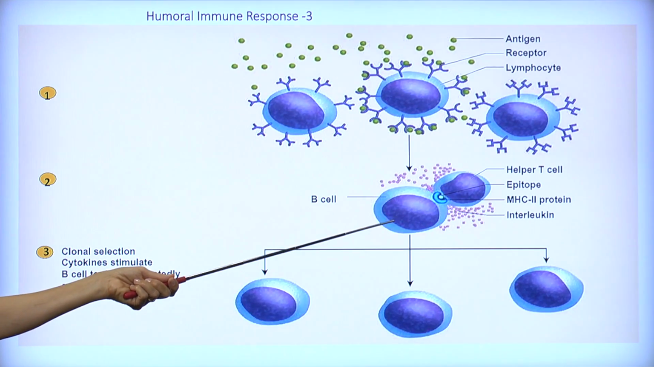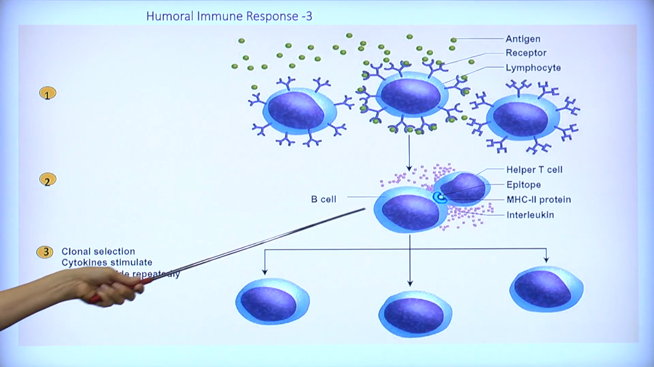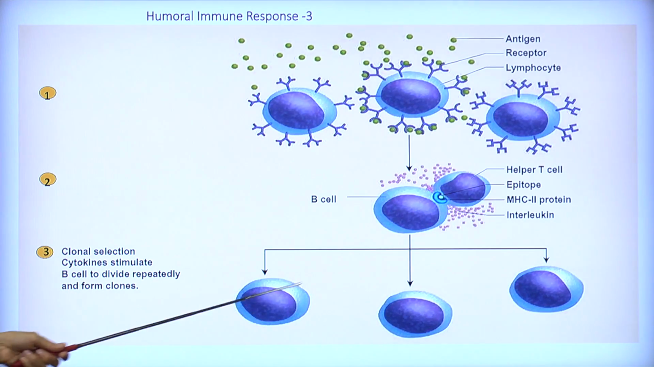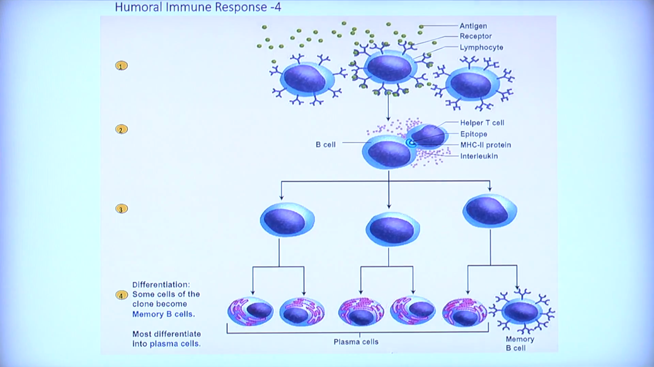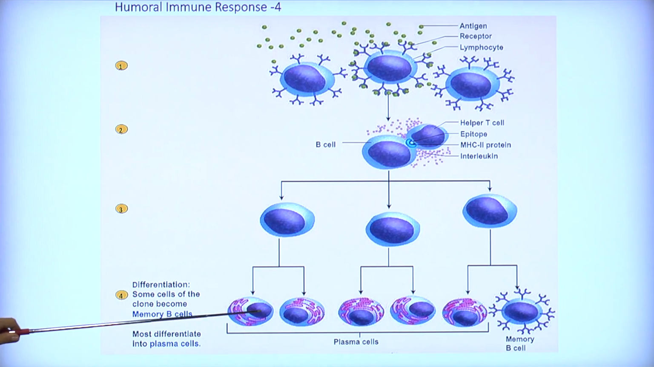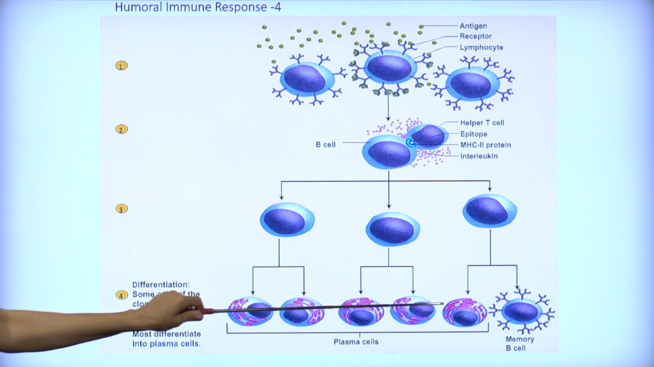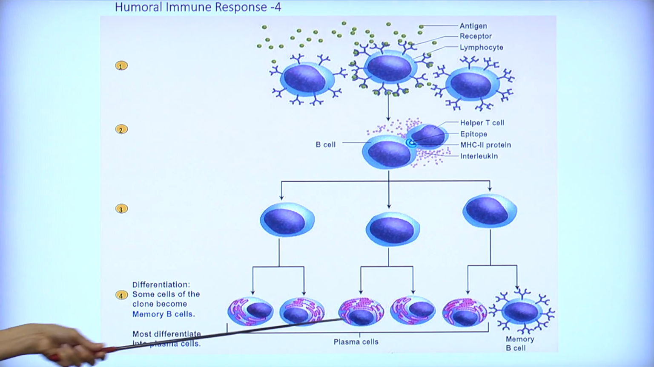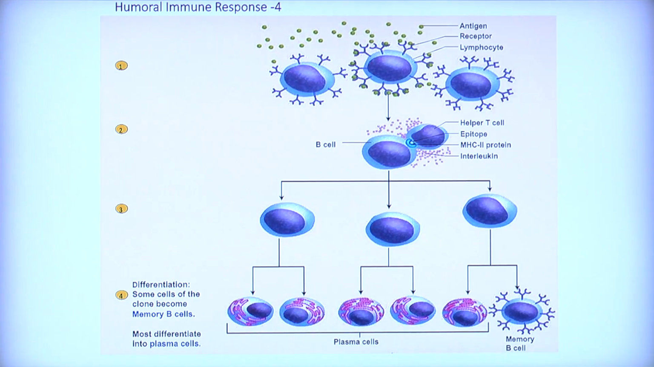What happens to the B cell once it's activated? It's going to divide, make many copies of itself. We call these clones. So the B cell will divide and make clones. Most of these clones are going to differentiate into the plasma cell, and this plasma cell will produce the antibodies. A few of them will not change into plasma cells, but they will become memory B cells.